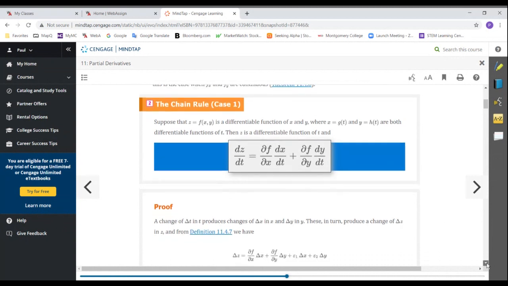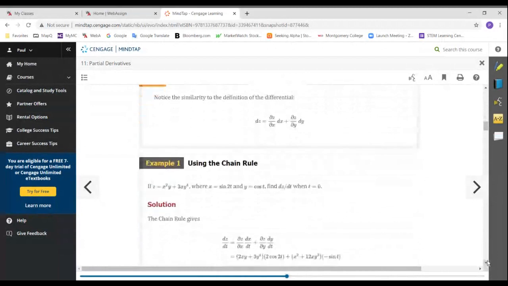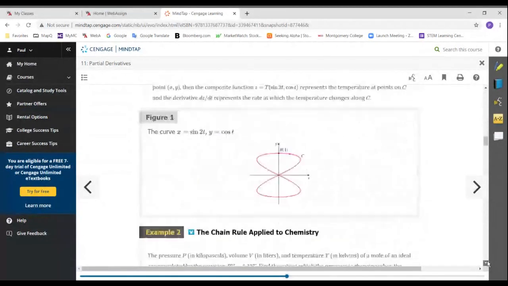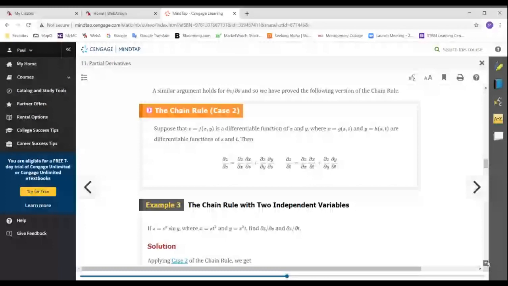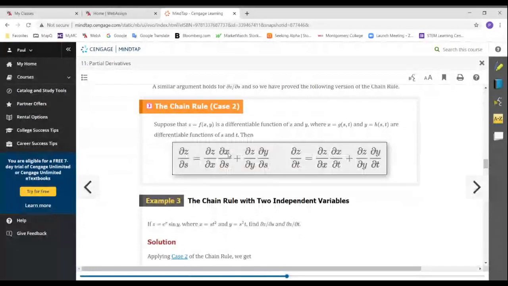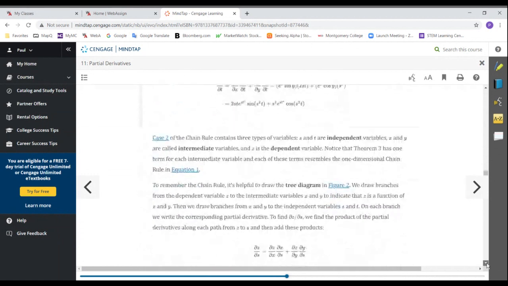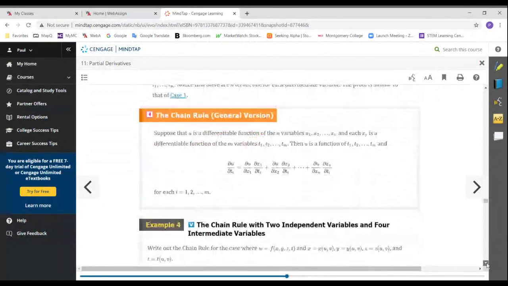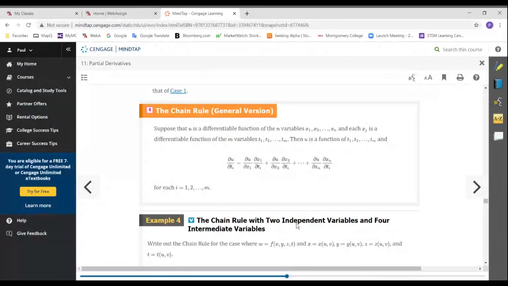So if we continue in the book, they do some examples, and we did some examples. And then they have other cases. Like here's if z is a function of x and y, and x and y are functions of s and t, then your chain rule would look like that, and you could compute the partial derivatives of z with respect to s and t. Okay, they have all these chain rules. They have a general version, and that's fine.